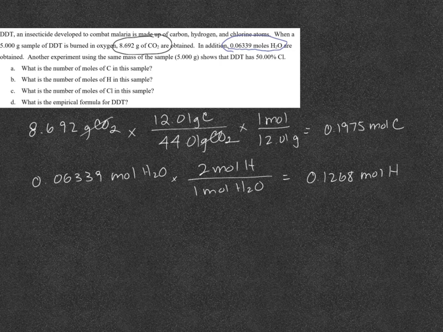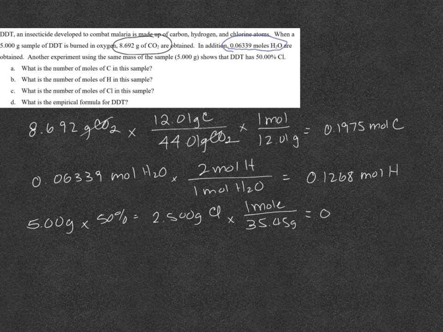Then it says how many moles of chlorine are there. Well, it tells us in the problem that the same mass, 5 grams of the sample, has 50% chlorine in it. So if I have 5 grams of the sample, I multiply that times 50%, I get 2.5 grams of chlorine. Now all I have to do is multiply times 1 mole over the molar mass, and I get 0.07052 moles of chlorine.